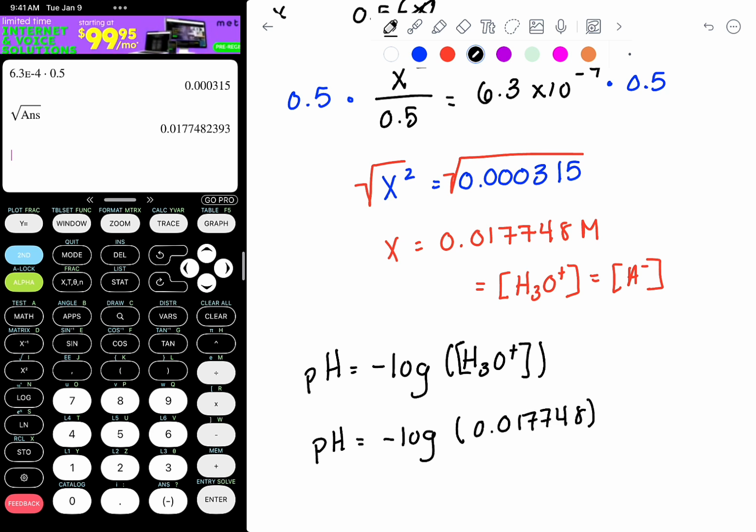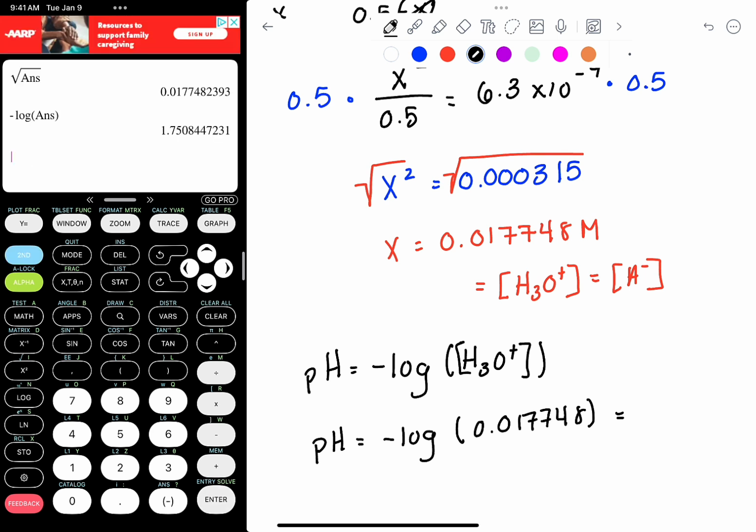Since our final answer is not that concentration of X, we can keep all of those decimal places because we'll do sig figs at the very end with pH. So we'll do negative log of our answer, and we get a pH of 1.7. Two sig figs there, so 1.7 as our final answer. So our original solution of HF that had a concentration of 0.5 has a pH of 1.7.